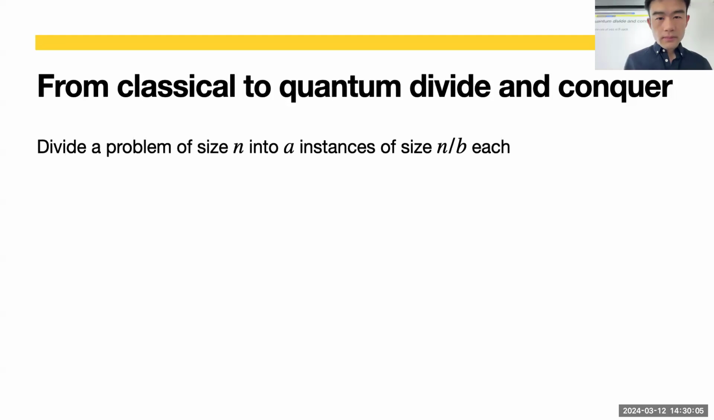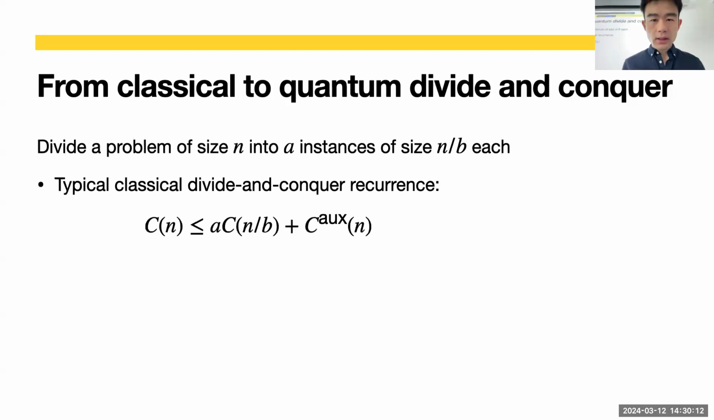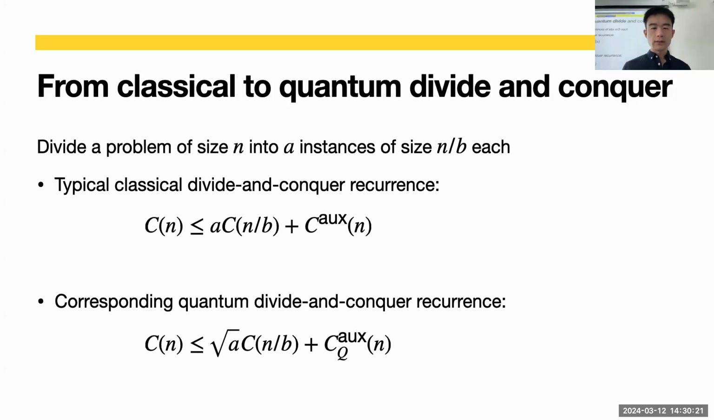So if classically you can divide a problem of size n into A instances of size n over B each, a typical classical divide and conquer recurrence might look like this. It's a slightly generalized form of what we have already seen. And the message of this work is that in many such situations, the classical recurrence can be turned into a quantum recurrence that looks something like what's shown on the slide, where the A has now been square rooted. And the C_aux(n), which corresponds to the cost of solving an auxiliary problem, has got an additional subscript of Q, which just denotes that it's the quantum cost of solving the auxiliary problem.